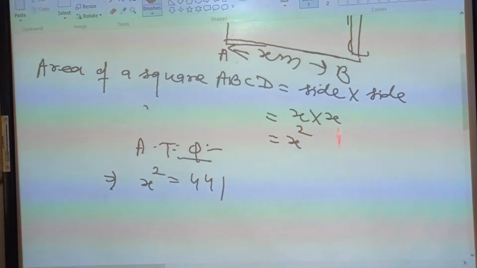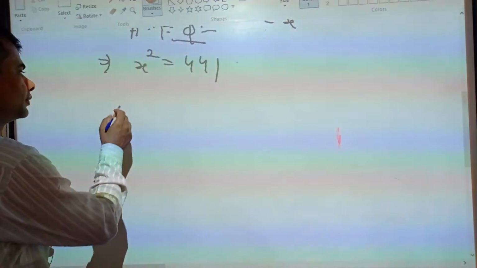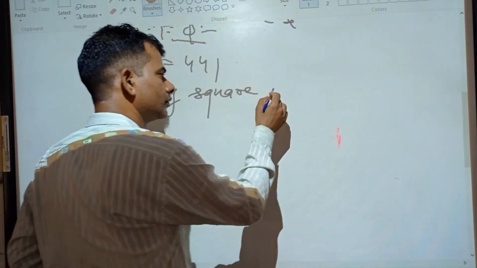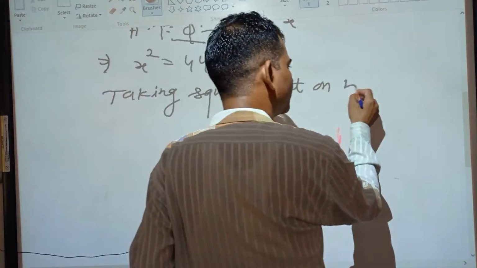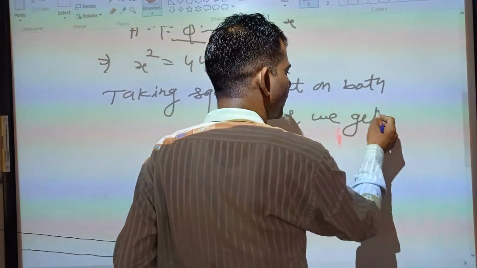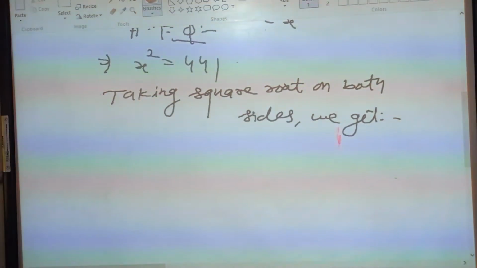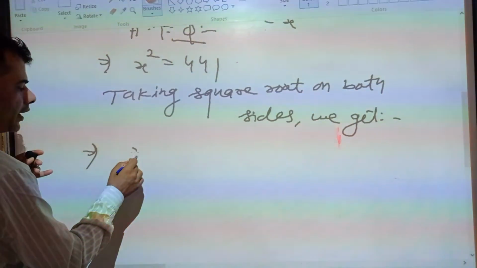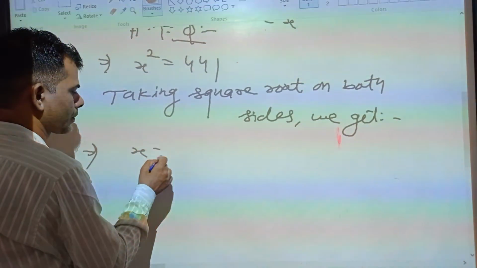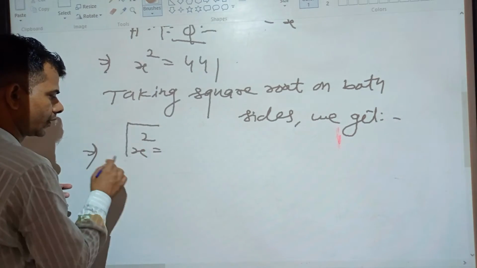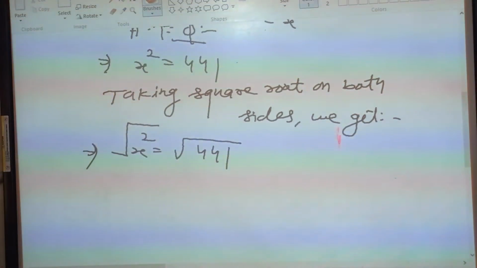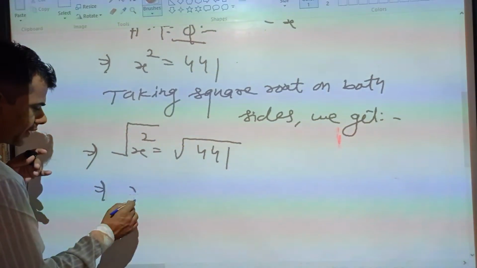Now taking square root on both sides. We get x square is equal to 441. Now x is the square root of 441, which is x.